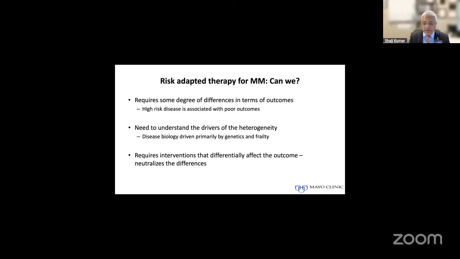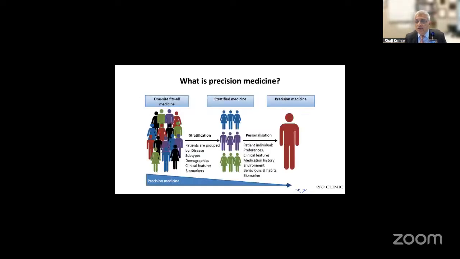Now what we need is, do we have interventions that can differentially affect the outcomes? That's where the individualization or personalization of medicine comes in. Increasingly, it's not just myeloma, cancer and outside cancer, we are starting to do more and more of it. Obviously, anybody who comes in with myeloma, we give them the same treatment. That is like a one size fits all.